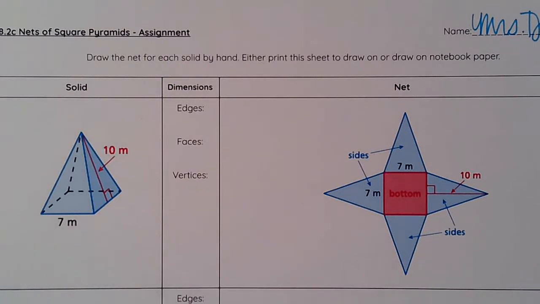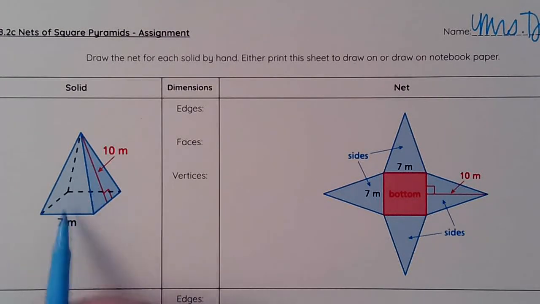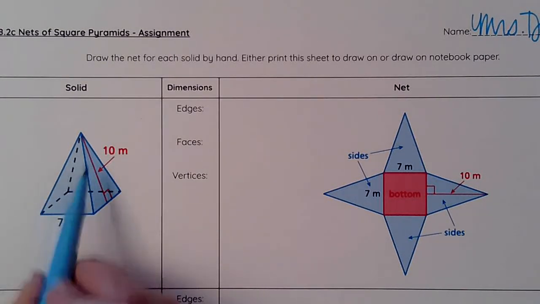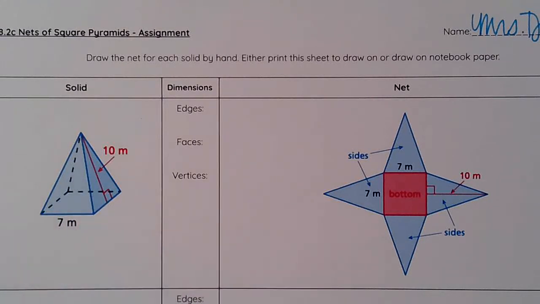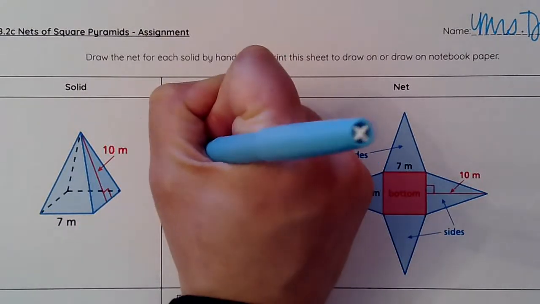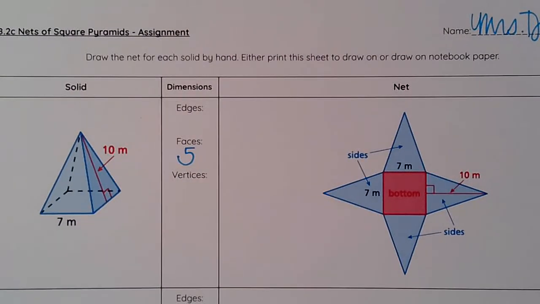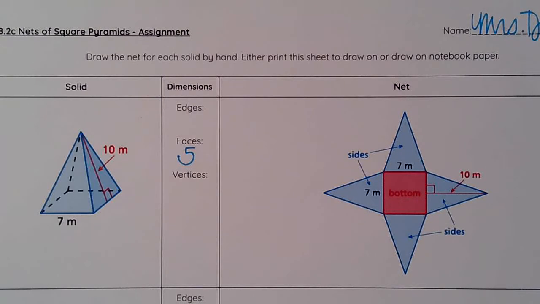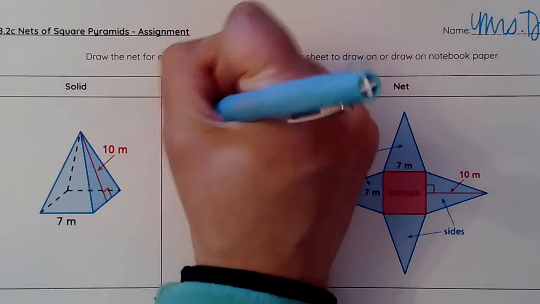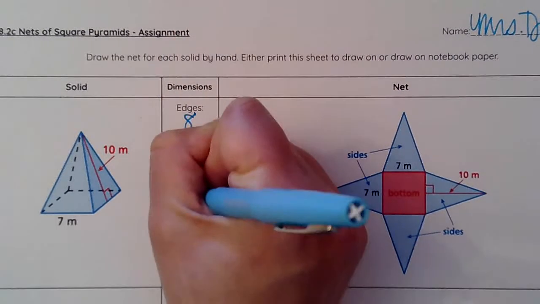Now, right now, like I said, we are drawing a square pyramid. So I know that I've got that base, which is 1. And since it's a square, it's going to have 4 lateral faces, giving me a total of 5 faces that I need to account for in my net drawing. That means that I have 8 edges and 5 vertices.